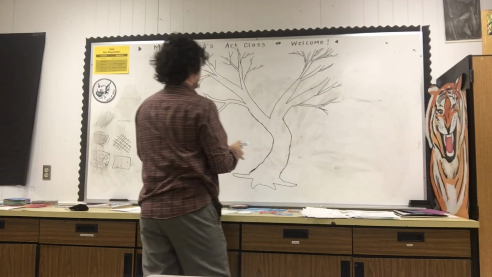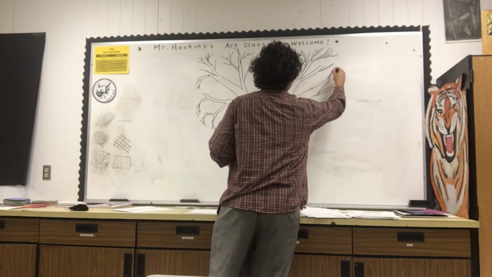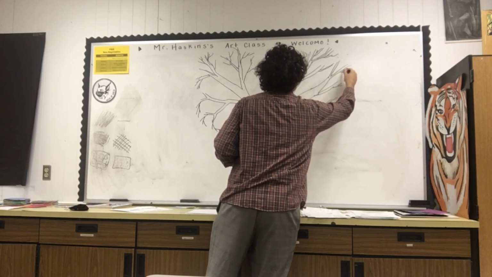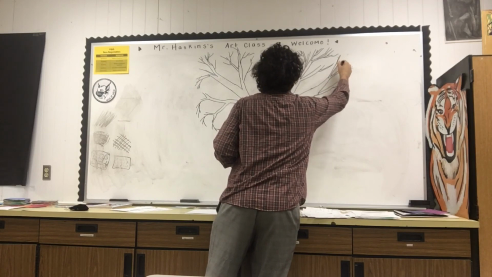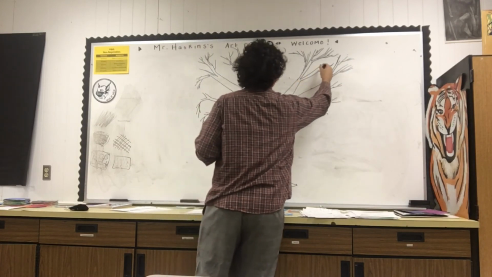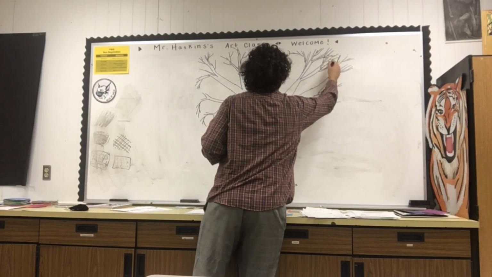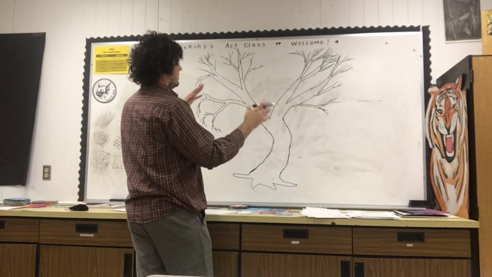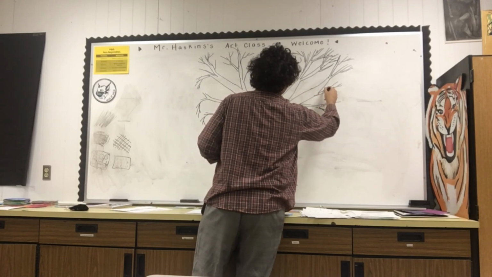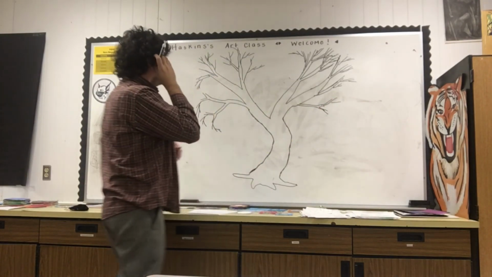See how it's starting to look like a real tree based off of those two things. Keeping my lines a little crooked, a little wavy, and by letting my branches split off into sections smaller and smaller as they go out. Okay.